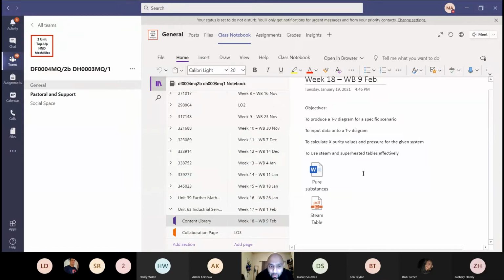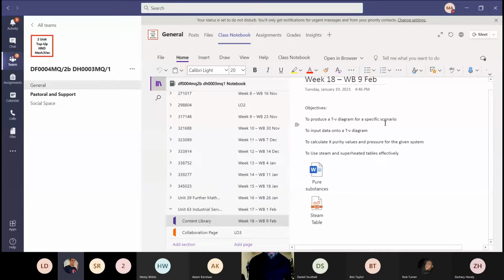A TV diagram is a temperature-volume diagram, okay? You can get TS diagrams, which is temperature-entropy, TH diagrams, temperature-enthalpy. You can get PV diagrams, which is pressure and volume. So you get different diagrams, graphs to represent the characteristics of steam, depending on what you're looking for. We're going to look at TV diagrams because they are quite popular. And to be honest with you, they all look very similar, just a few differences here and there, okay?